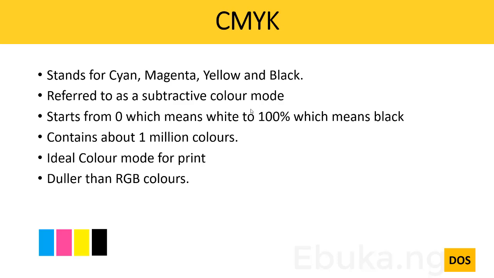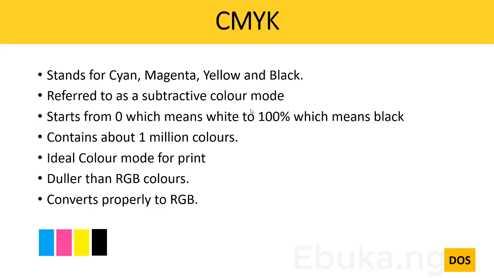So the colors in CMYK are duller than the RGB colors generally. Your screen has to do with light, so it's going to be brighter, right? So you don't compare that to CMYK colors. Good. Now it converts properly to RGB.